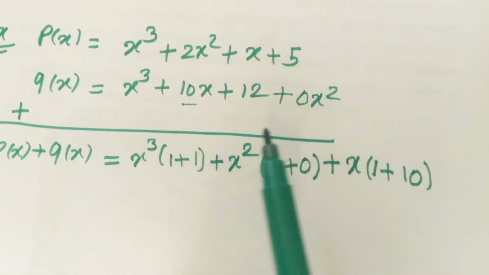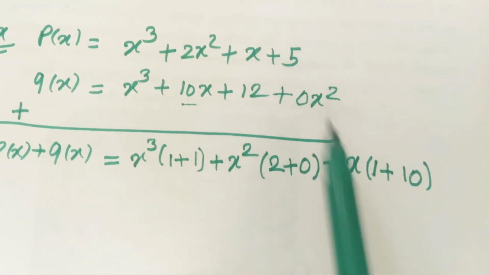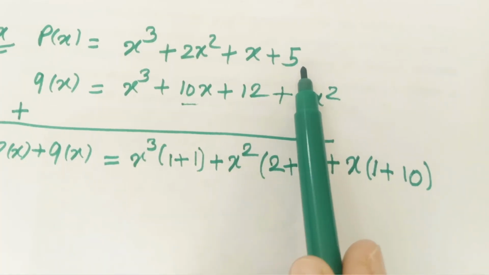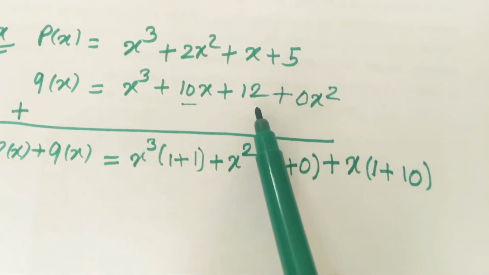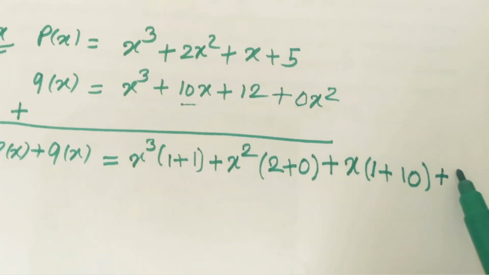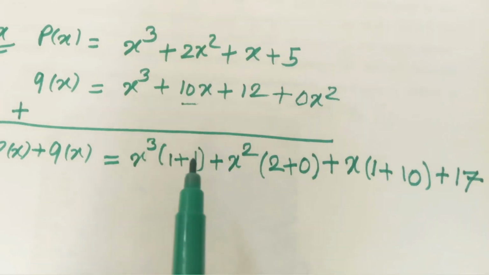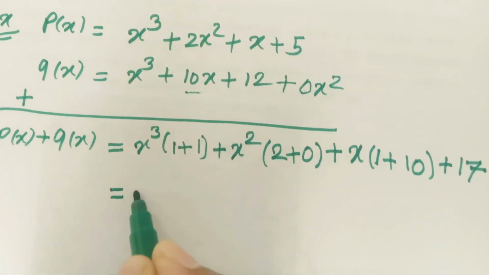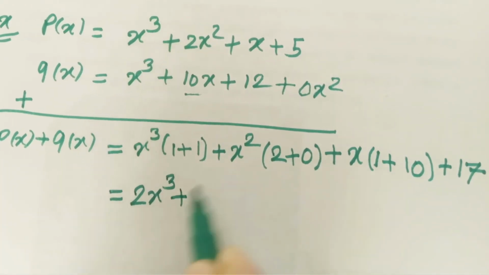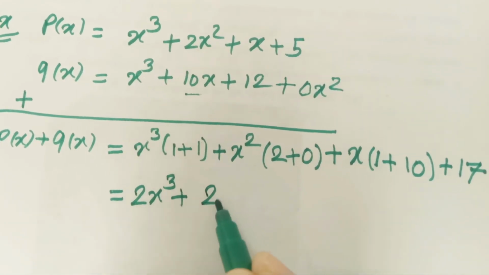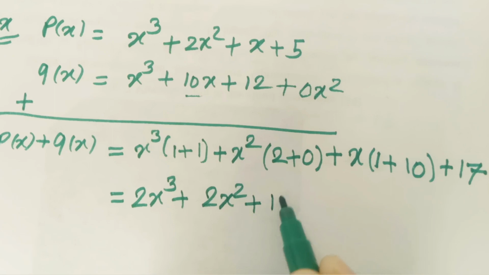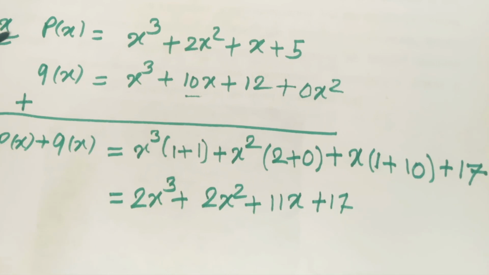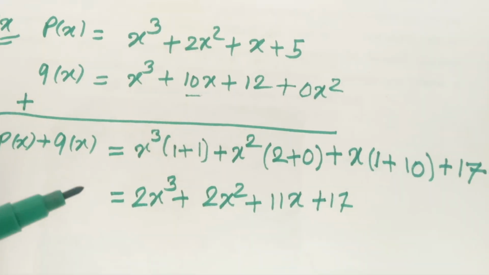In a similar way you have to add the constants. Here after x the next power is x raised to the power 0, that represents the constant. So here 5 plus 12 is 17. Now simplify this bracket, take the addition, that is 1 plus 1 is 2, so 2x cube plus, here the addition of 2 plus 0 is 2x square, plus 11x plus 17. Here it is nothing but the addition of our polynomials p of x and q of x.